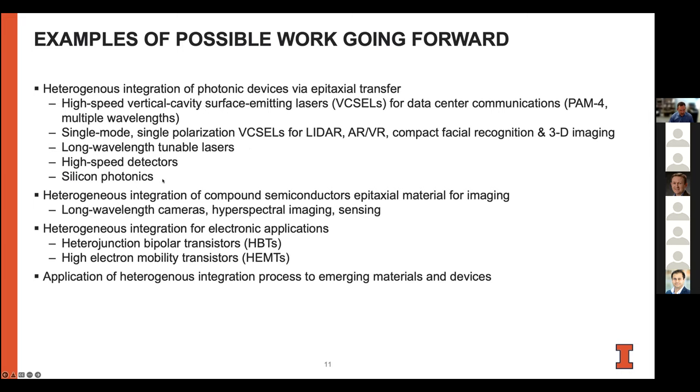Beyond that, we're not limited to laser material. We could integrate detector material if we wanted to, say, regions where we could do long wavelength imaging, coupled with, say, CMOS image sensors for doing things like hyperspectral imaging, going out to probably close to the 2 micron wavelength range. We could integrate heterojunction bipolar transistors and HEMTs for high-speed integrated electronics. And of course, we could also apply the process to other sorts of emerging materials and devices.